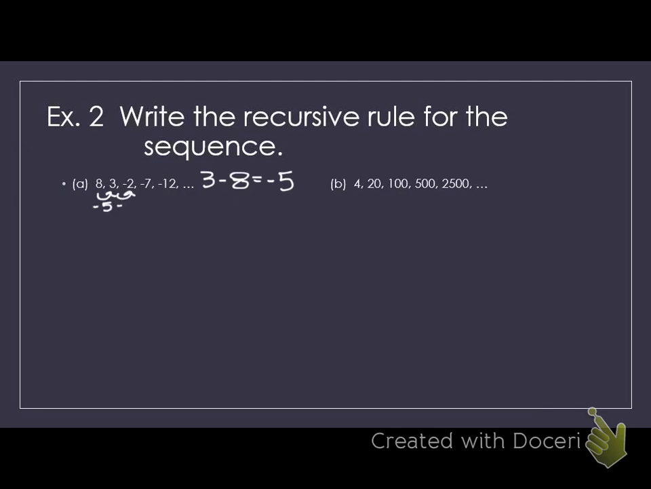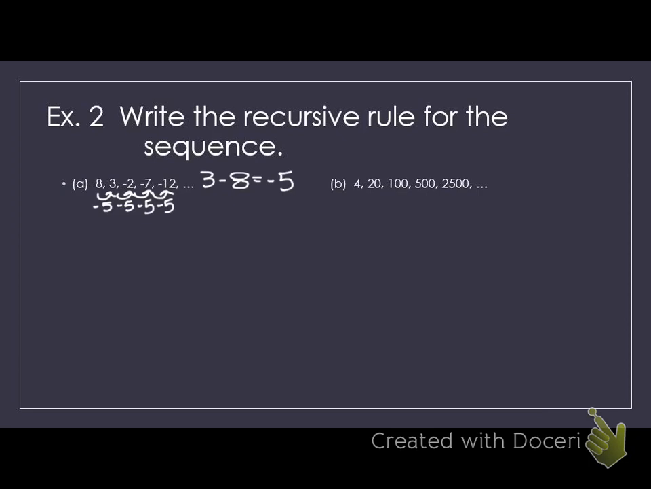So let's try 3 minus 5. What is 3 minus 5? -2. What is -2 minus 5? -7. So it still works. So we keep going. What is -7 minus 5? -12. So I see how you found the common difference. I see that you checked it out, made sure it worked, and it does.